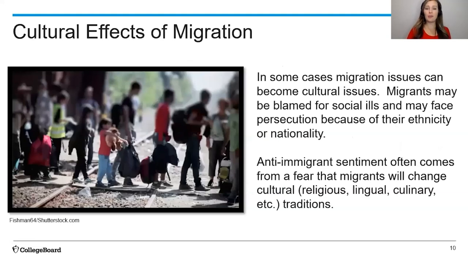Another cultural effect of migration is cultural issues that are related to this. In some cases, migration may become cultural, and migrants might be blamed for social ills and may even face persecution because of their ethnicity or their nationality. Anti-immigrant sentiment often comes from a fear that migrants will change cultural traditions, things like religious traditions or lingual traditions or culinary traditions.